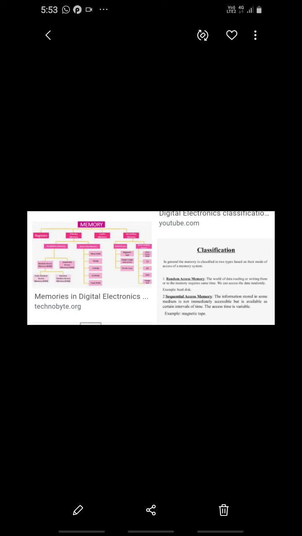To increase the bit capacity or length of each memory location, the memory ICs are connected in parallel and the corresponding memory location of each IC must be selected simultaneously. Example: 1024 into 8 memory capacity can be obtained by using 4 memory ICs of memory capacity 1024 into 2.